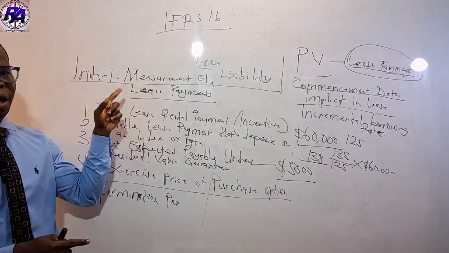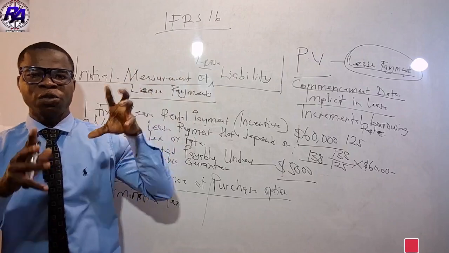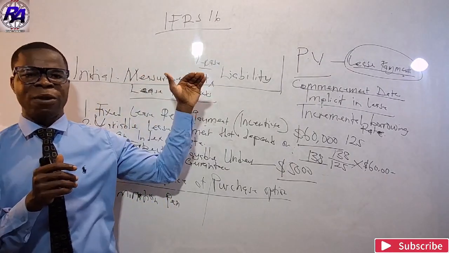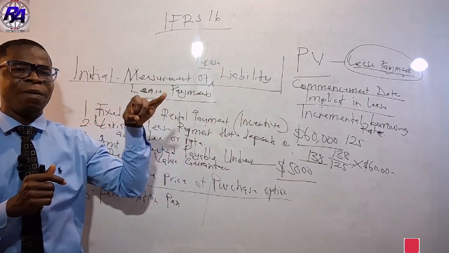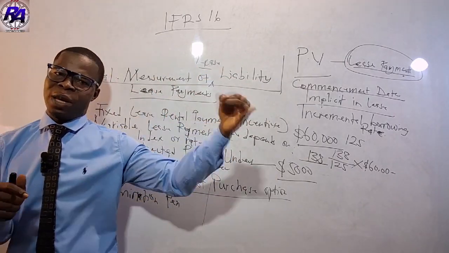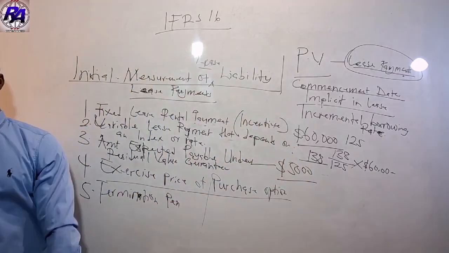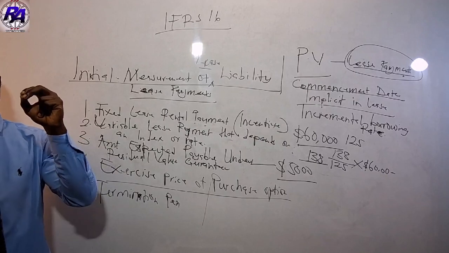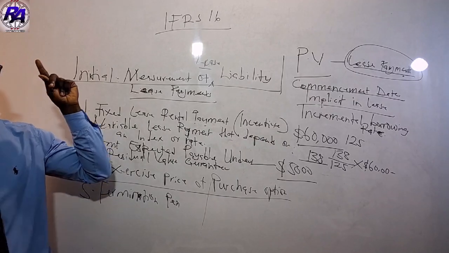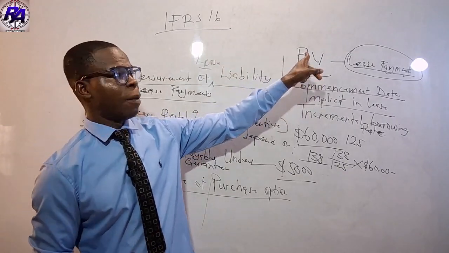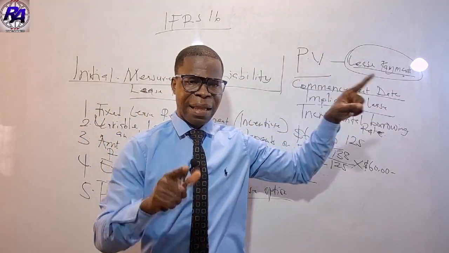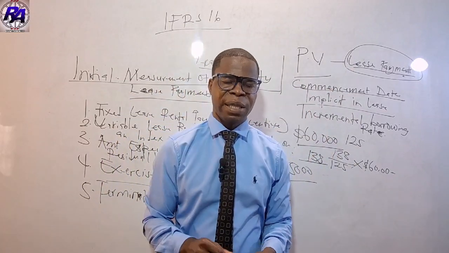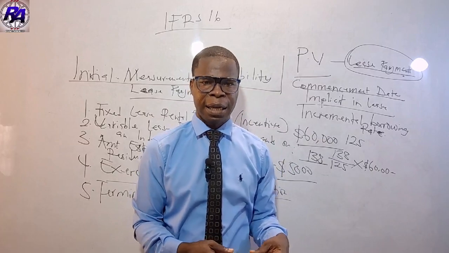So we are now done with the initial measurement, how to determine the initial value of the lease liability. We are moving to the right of use asset. Then I will tell you about the implications of when the payment is done in arrears and when the payment is done in advance. Please take note that initially a lessee must measure a lease liability at the present value of the lease payments that are not paid at the commencement date. Can you take note of that?